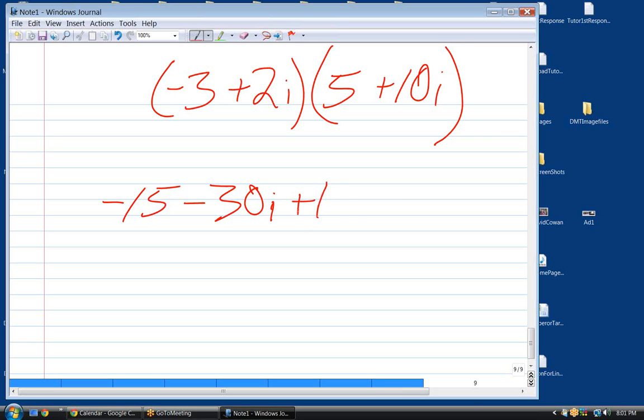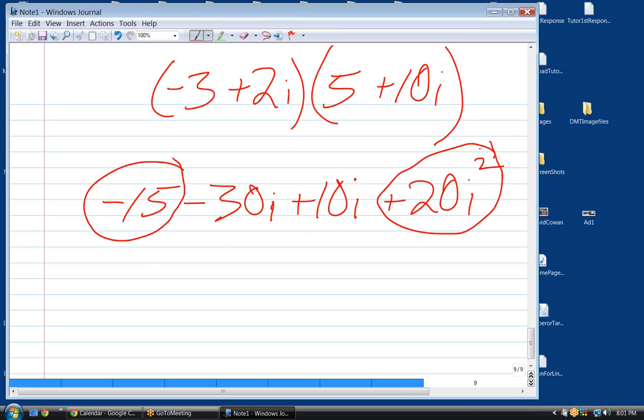Plus 10i. And the last term? And then 20i squared. And what's i squared equal to? Minus 1. Okay. So now let's combine that real number with that real number, because that number is minus 20. So what's minus 15 minus 20? Negative 35. And then combine your two i's.